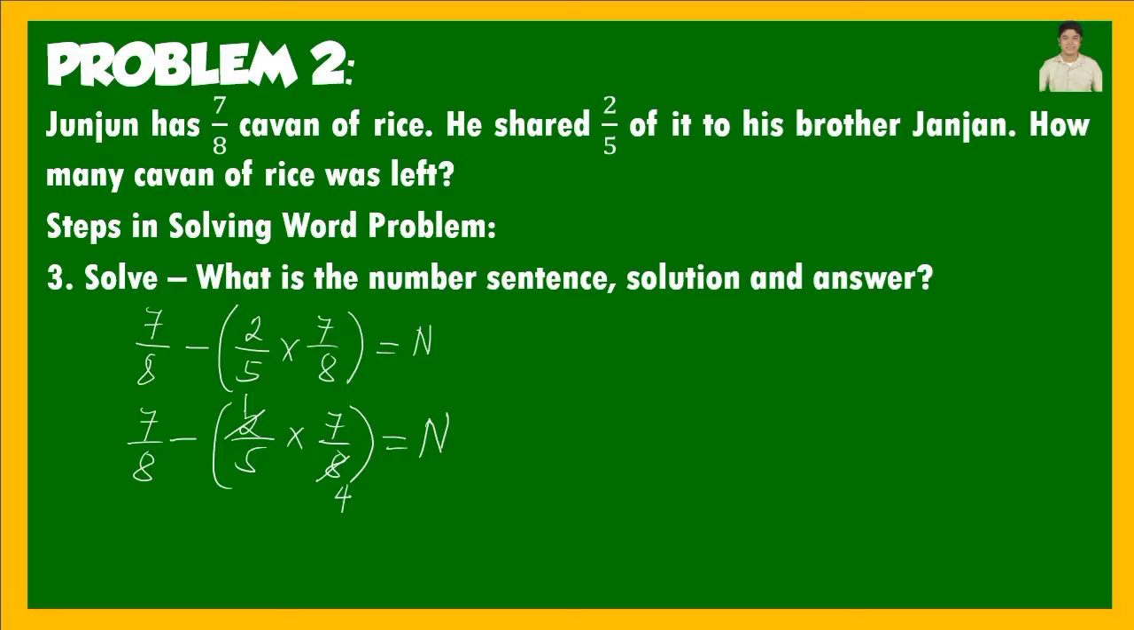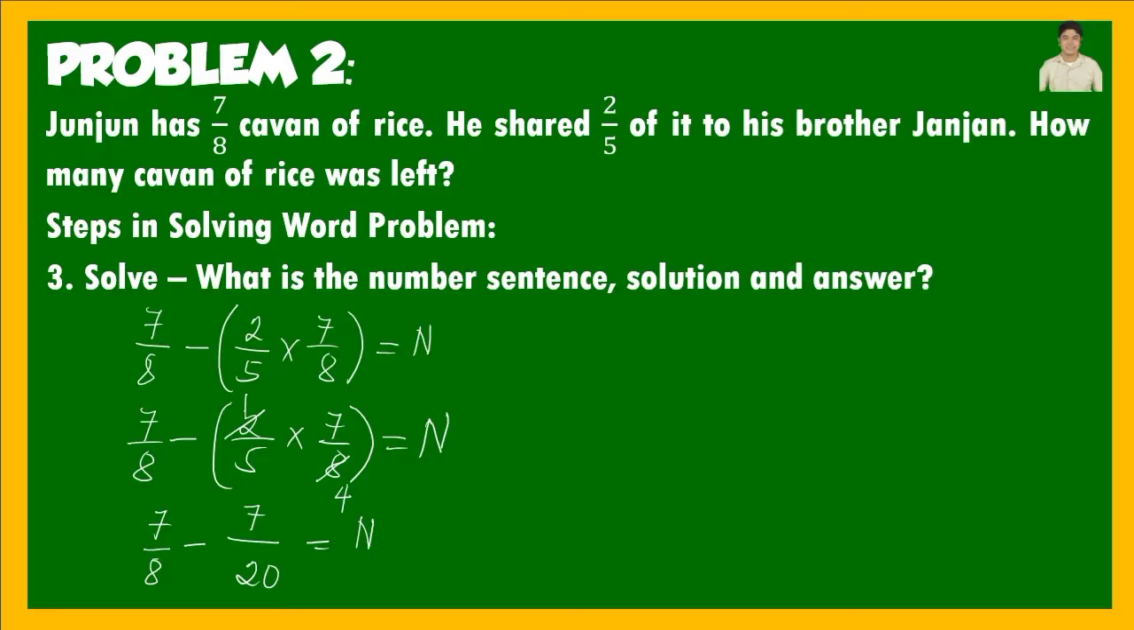Okay, so multiply na lang ngayon natin yung mga natira. So, ulit, sulat natin 7/8 minus yung product. So, 1 times 7, we have 7. Then, 5 times 4, we have 20, is equal to n. So, ngayon, mag-subtract tayo. So, 7/8 minus 7/20, kailangan po natin kunin yung LCD, kasi subtraction of fractions na.